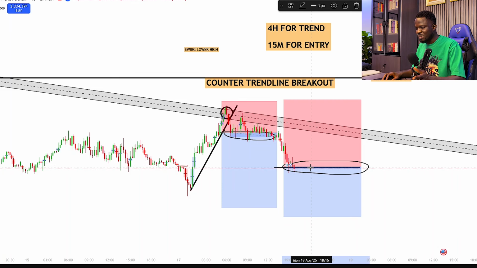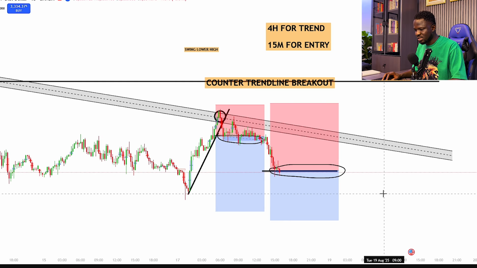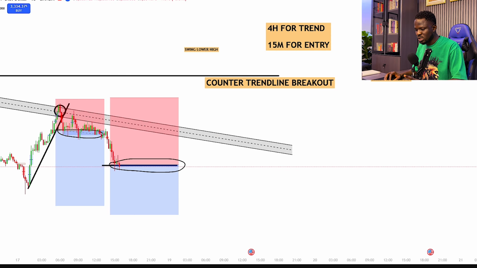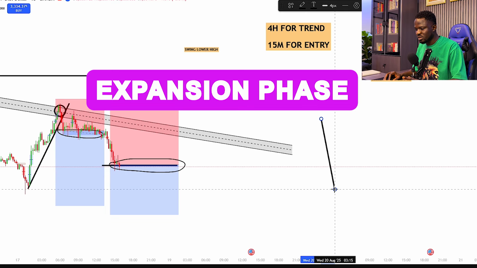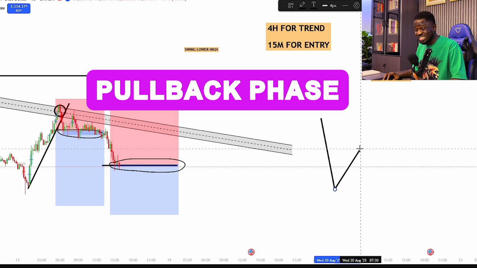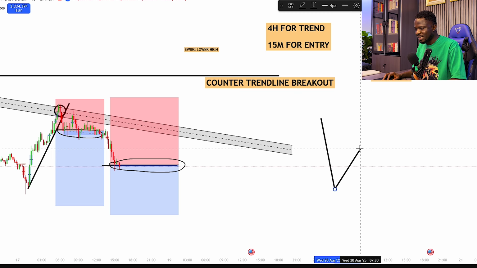You should always use the continuation system to join a missed trade opportunity. Let me break it down. There are two phases in the market. The first one is the expansion phase. The second one is the pullback or retracement phase. And the continuation after a pullback phase is the expansion phase.